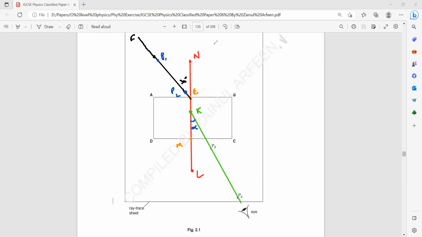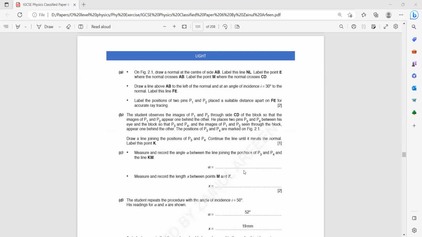You have to record that value. The value of alpha is according to the measurement, because you will measure and write the value for alpha. It can be any number, for example 25 or 30. Then measure and record the length X between N, M and K.